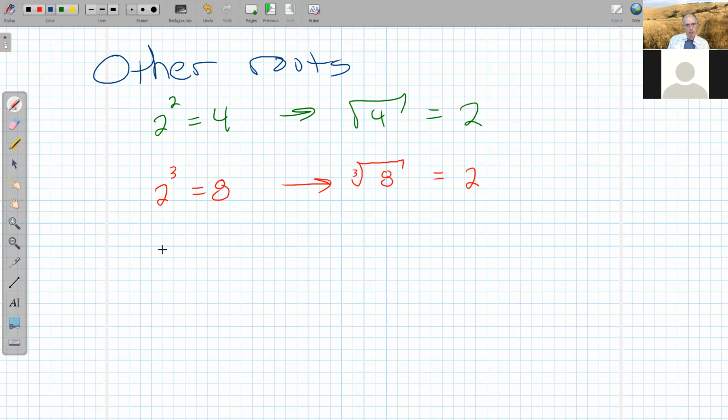We can keep going. If I had 2 to the 4th power, that would be 2 times 2 times 2 times 2, which would be 16. We can talk about the 4th root of a number. So the 4th root of 16, what number would you raise to the 4th power to get 16? That would have to be 2. Getting these new roots is not too much different than a square root. We just have to realize that we're uncubing something, for example.